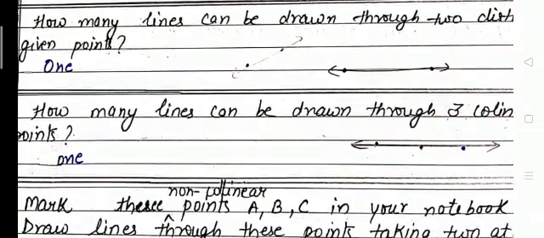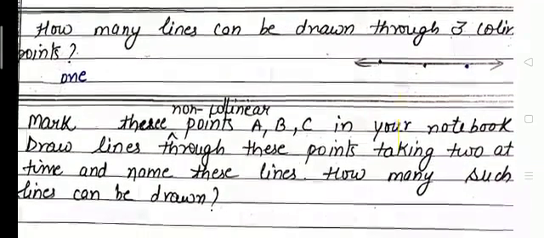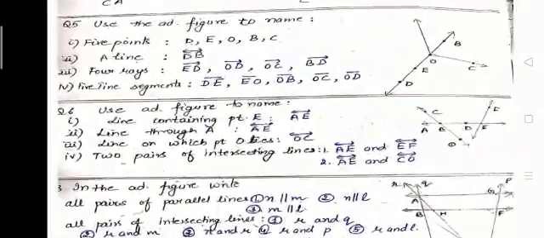How many lines can be drawn through 3 collinear points? Either they are 3 collinear points or 4 or 5 or many, only one line can be passed because they are collinear. That means they lie on one line. Now the next question is, use the adjacent figure to name 5 points. You can easily see that the points are D, E, O, B, C.